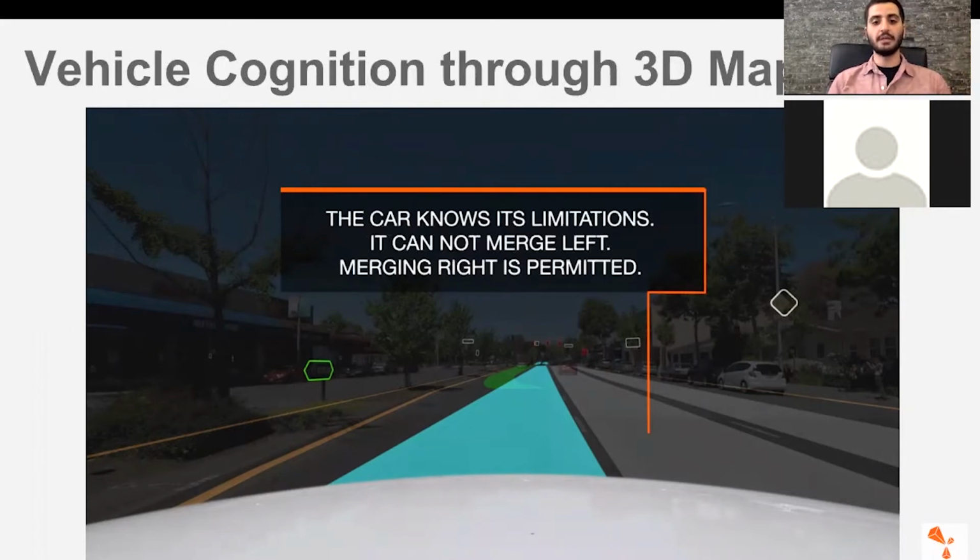So for example, to the left here we have a median, and we know that we can't go over that, but to the right we have a dashed white marking, and we know which one of the neighboring lanes is the one immediately to my right that I can merge into.